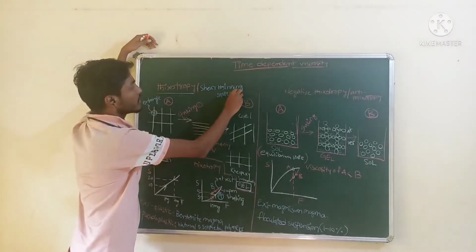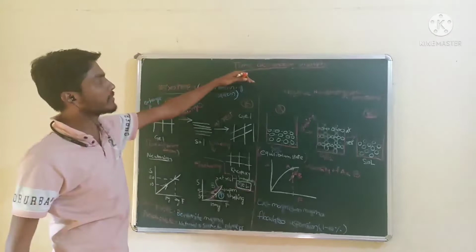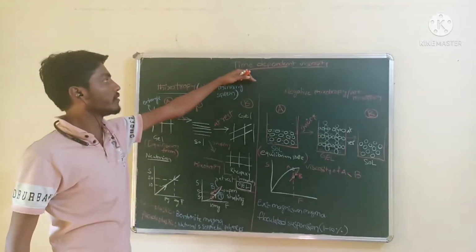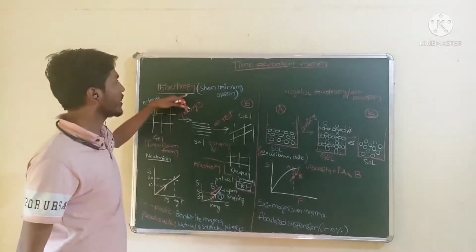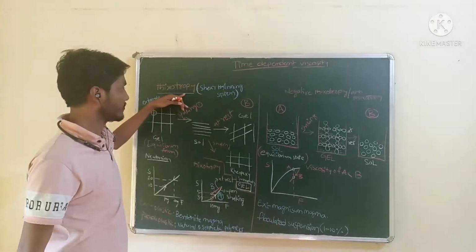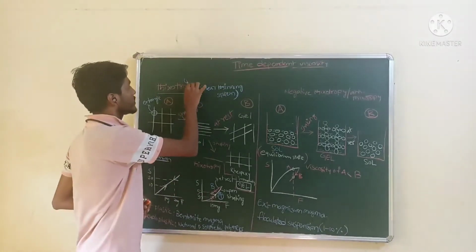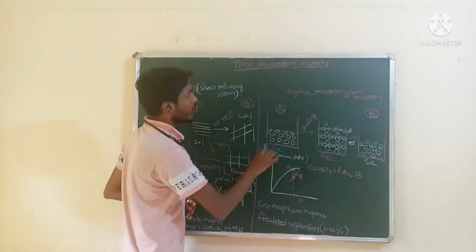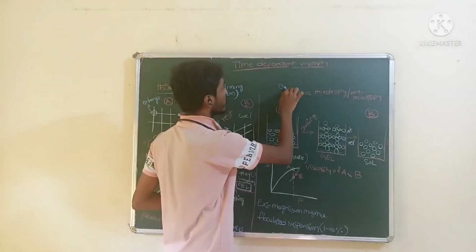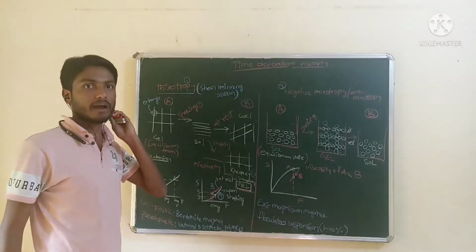Now the topic is thixotropy. Thixotropy means time dependent viscosity. We are discussing the time dependent viscosity. Under the time dependent viscosity, majorly three things we come to know. One is thixotropy, second one is rheopexy, and third one is negative thixotropy or anti-thixotropy.